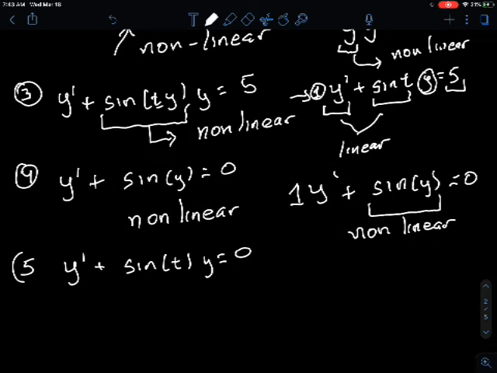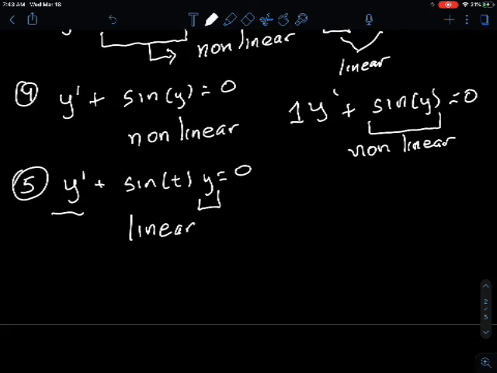And finally, problem 5, well, this is the problem I already explained. We have a constant term next to y prime. We have a function that depends on t next to the y. So the structure seems good, and we can say that this is just linear.